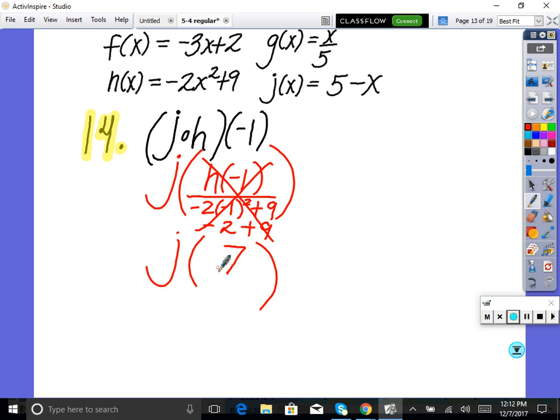Okay, j of 7. That means take that and plug 7 in for j. So wouldn't that be 5 minus 7? So my final answer is negative 2.